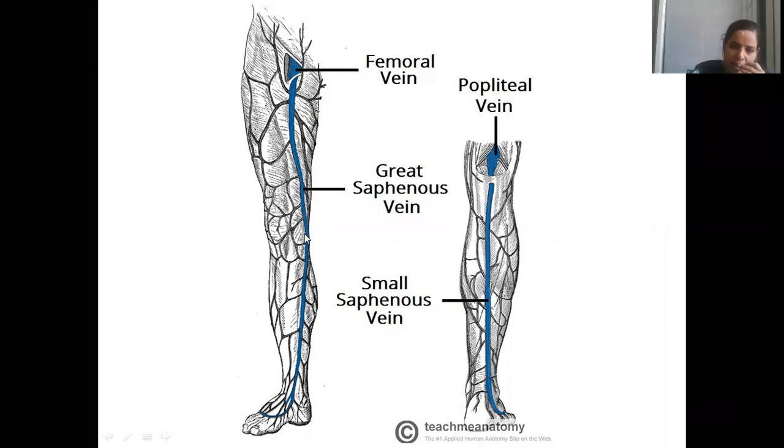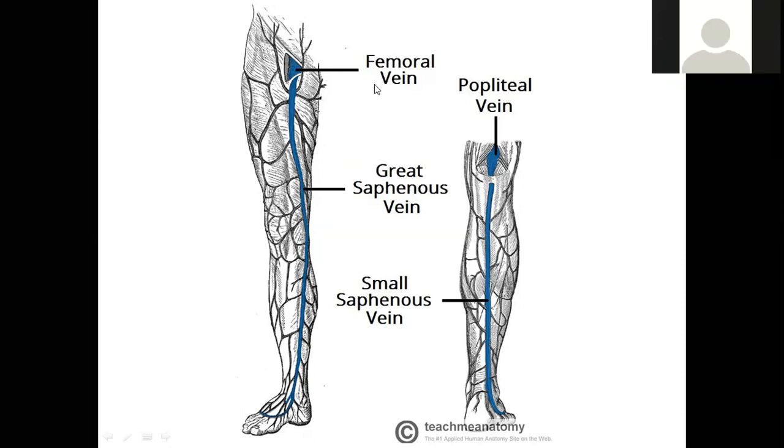Then it is going behind, then continuing its journey on the medial aspect of the thigh. It is piercing the cribriform fascia. Do you remember the modifications of fascia lata? One is the cribriform fascia, where we have a lot of pores and holes. In there you will see one opening, that is the saphenous opening. Through the saphenous opening, the great saphenous vein drains into which vein?